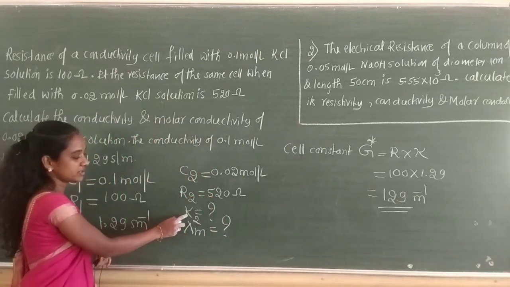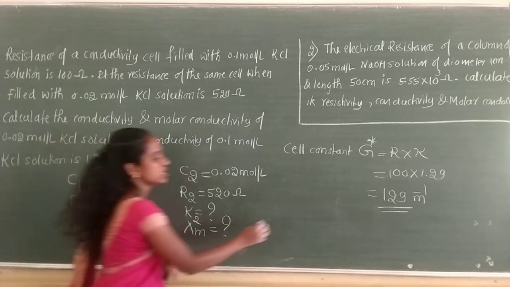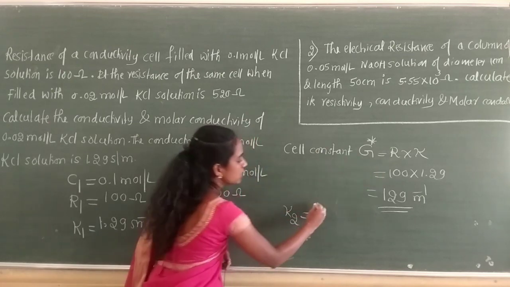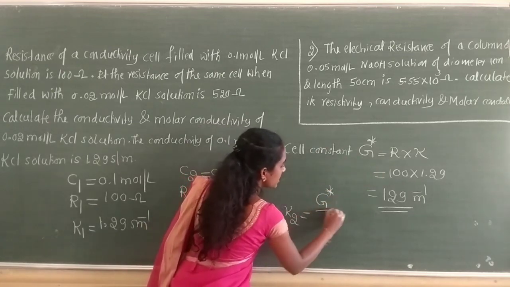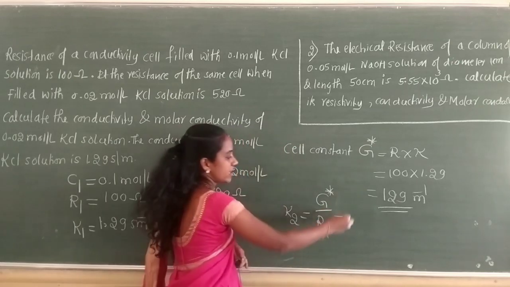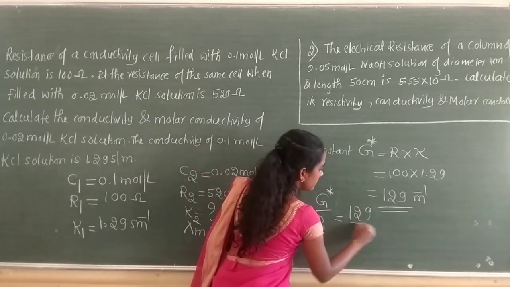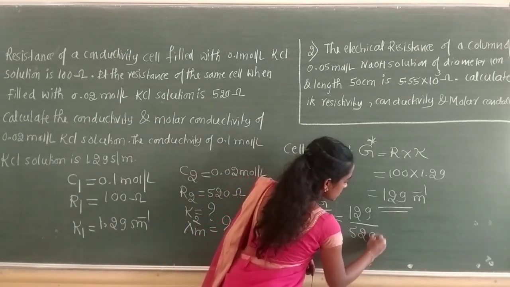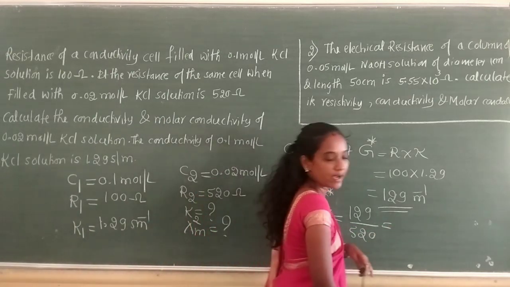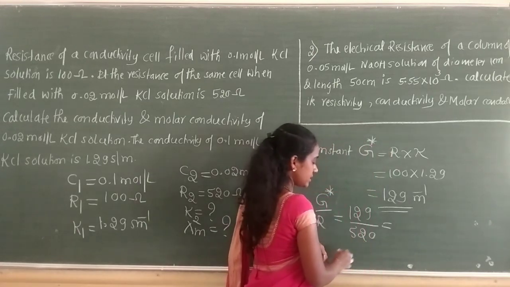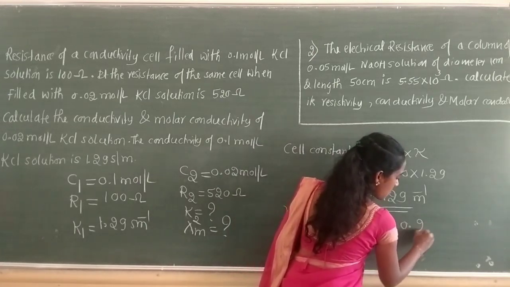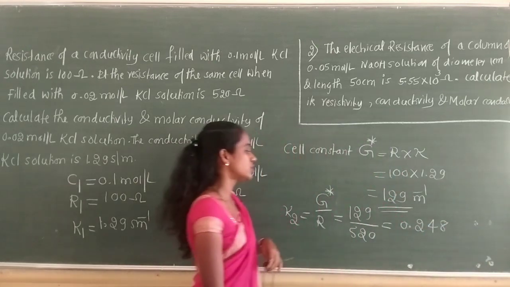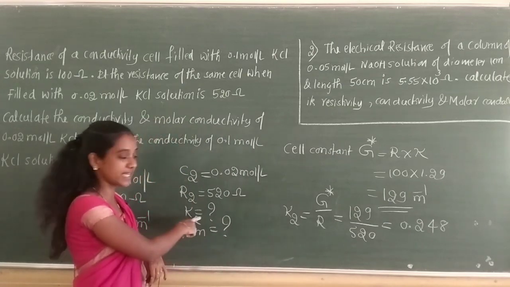Now, let us calculate the conductivity of the second solution, that is K2. We have the formula here: K is equal to G star divided by resistance. What is G star? The cell constant. It is 129 divided by the resistance of the second solution, which is 520. So, calculate the answer here. I don't have a calculator, so I'll directly write the answer. This is 0.248, that is the conductivity of the second solution.